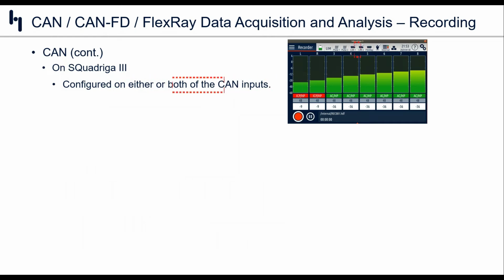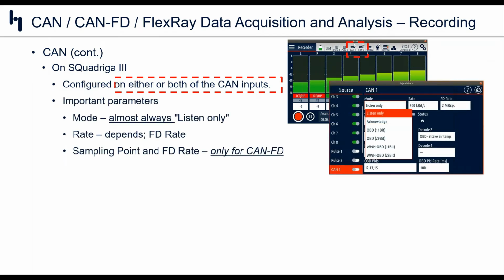So on Squadriga 3, this is configured on either or both of the CAN inputs. So you see CAN 1, CAN 2. You could take up to 2 CAN inputs on a given vehicle. One could be through the OBD port, one could be through another port in another part of the vehicle.